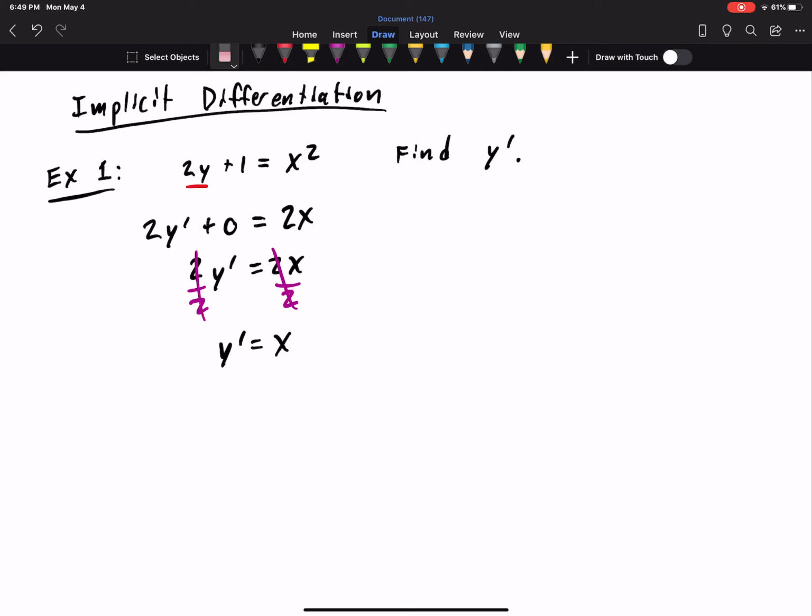But in most cases, you cannot actively find y and then derive it. So implicit differentiation is your friend for when you cannot do that. Okay, so that's example 1.